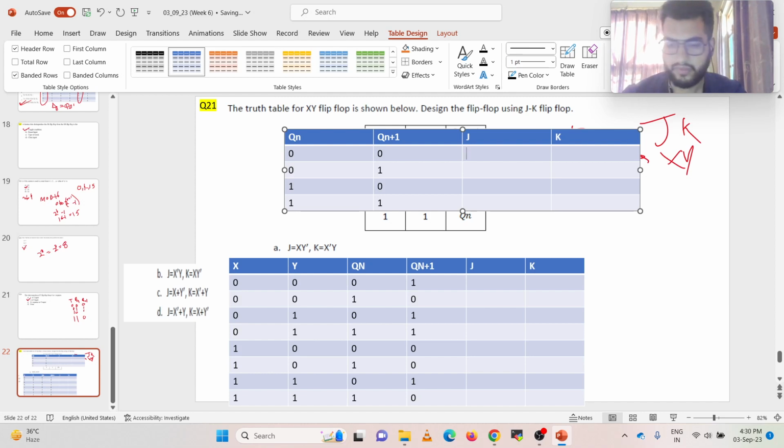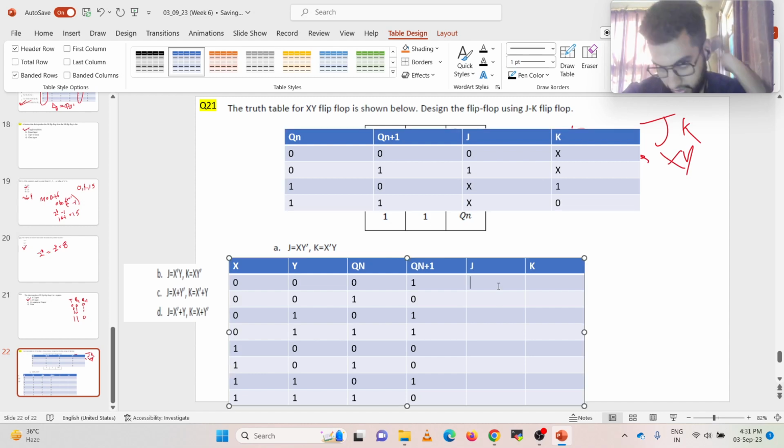this is 0x, 1x, x1, x0. So you guys know this. Now Qn is equal to 0, Qn plus 1 is equal to 1. So 0, 1, it will be 1x. Then we have 1, 0, it will be x1. Then we have 0, 1, so it will be 1x. Then we have 1, 1, so it will be x0.